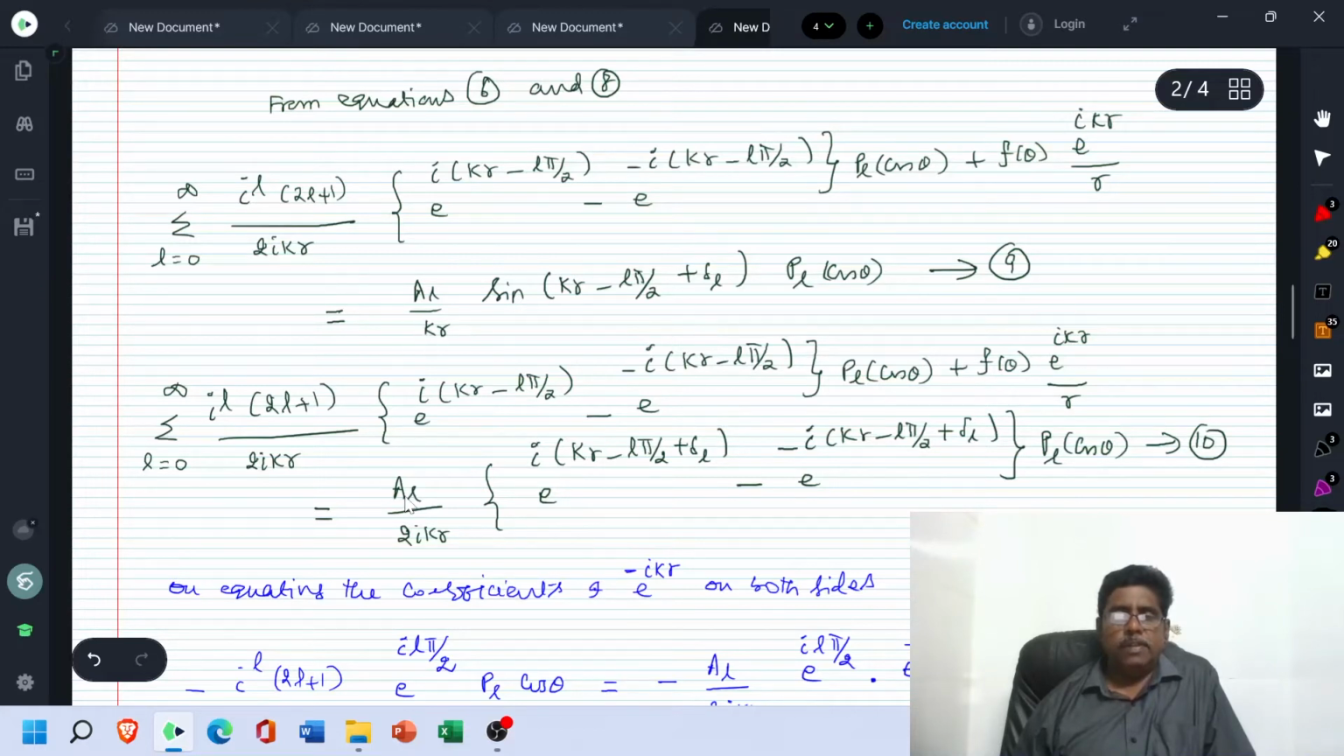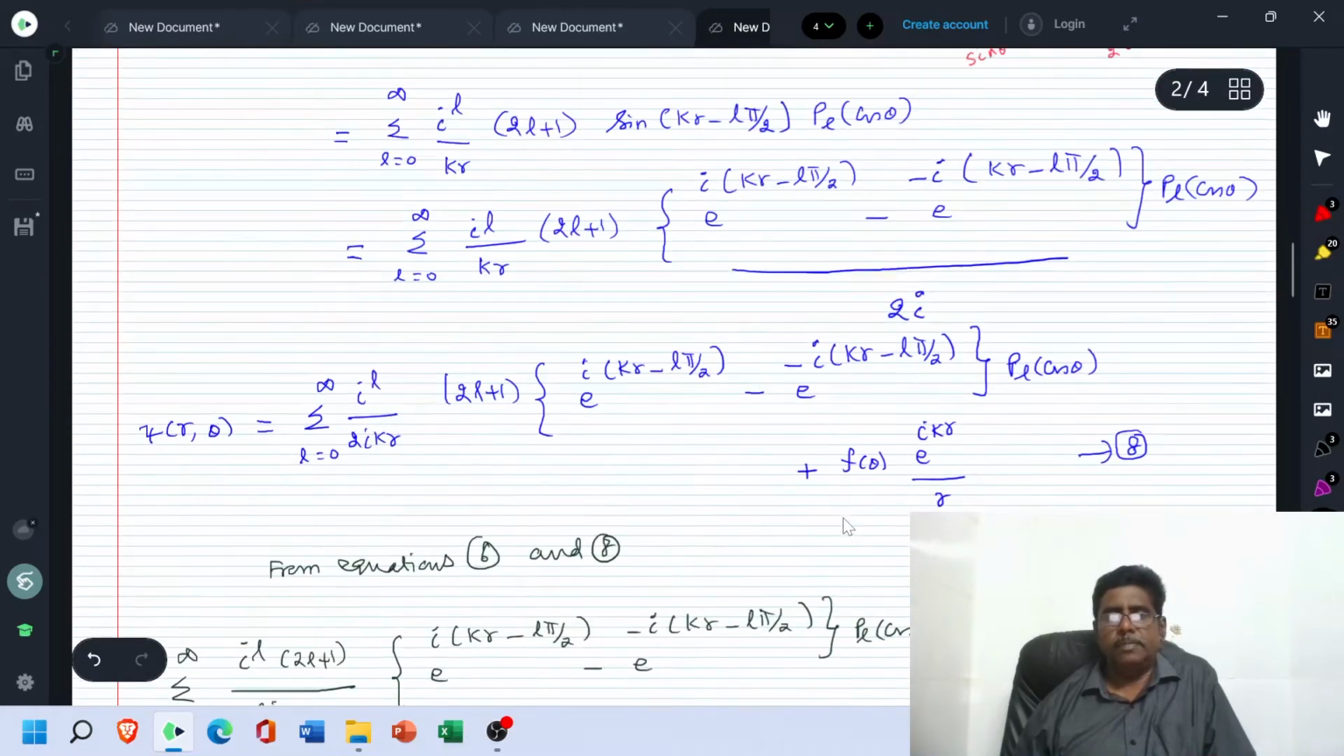Whereas the right hand side is A_L by kr. This sine function is e^(i(kr − Lπ/2 + δ_L)) minus e^(−i(kr − Lπ/2 + δ_L)), entire is divided by 2i. Take this 2i outside. It is A_L by 2i kr. Entire should be multiplied by P_L(cos θ). This is the value of right hand side.